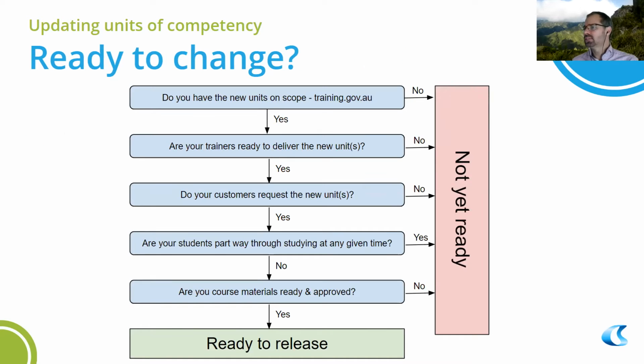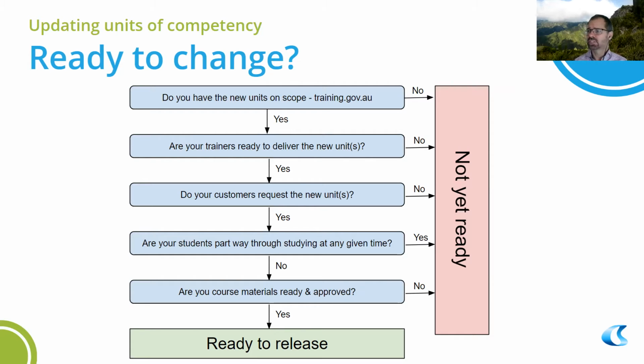So here's a little flow chart. Are you ready to change? So that is to change as in to start taking bookings. So you can just use this as a bit of a step. Do you have any units on scope? And you can check that by going onto Train.gov.au. If you have them listed, then you're good to go. If you don't, you're not ready yet.